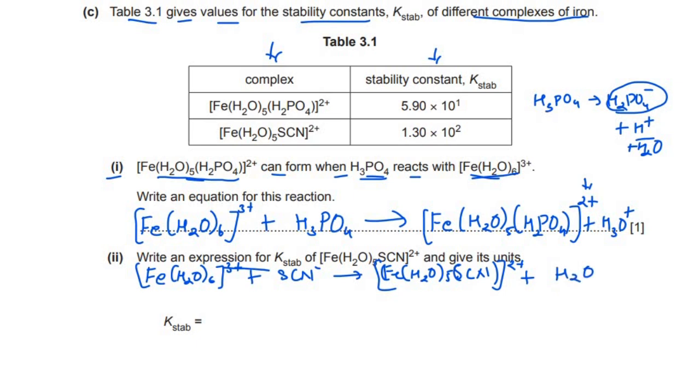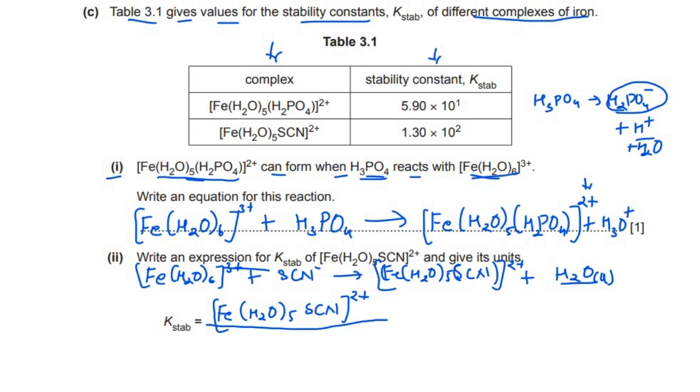So this is how the equation is, and if this is the equation, then the K stability value should end up with the product on the numerator first. So [Fe(H2O)5SCN]2+, and the other product is water, which is a liquid, and it need not be mentioned in the K stability expression, so we are not writing it in the numerator.